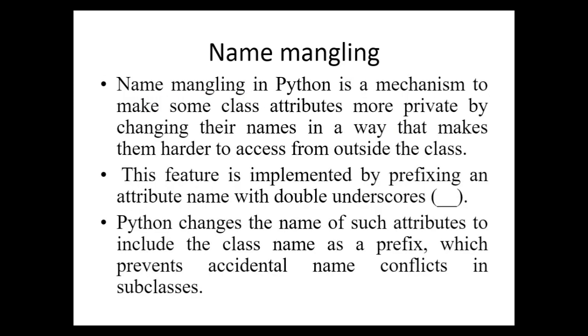Now the name mangling. Name mangling is basically used for data hiding. Name mangling in Python is a mechanism to make some class attributes more private by changing their names. This is done by prefixing an attribute name with a double underscore. So we make a member private by using a double underscore, but the Python virtual machine changes its name by adding the class name. So Python changes the name of such an attribute to include the class name as a prefix.